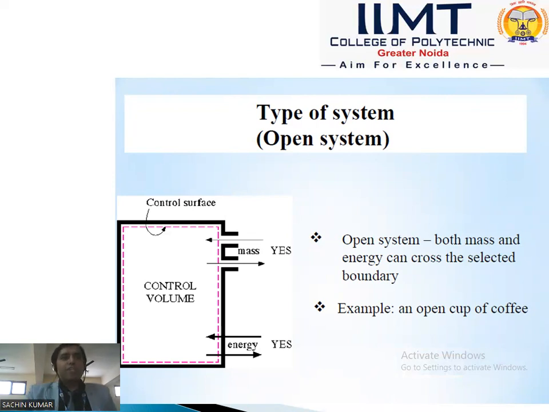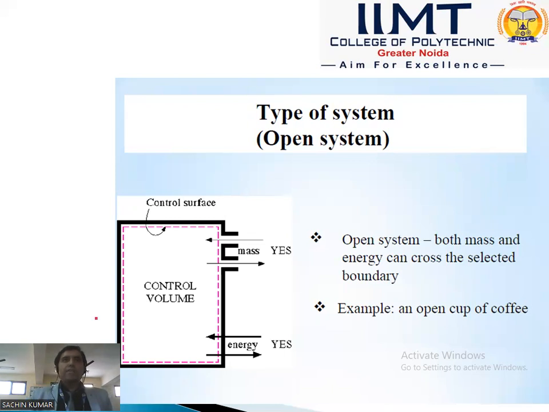In the first diagram, we can see the turbine and boiler. That is an open type of system, because in this type of system, heat and mass transfer must be considered, as heat and mass are both transferred.